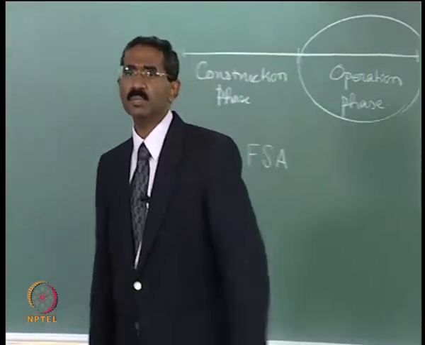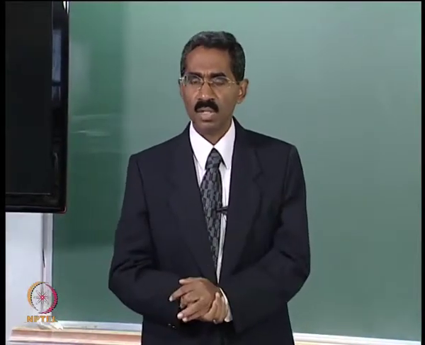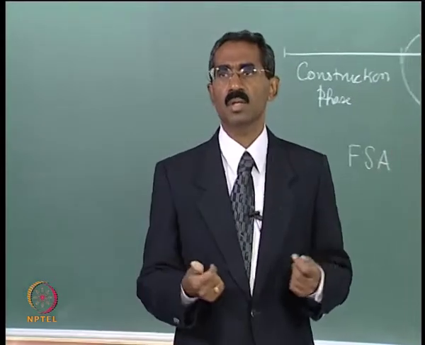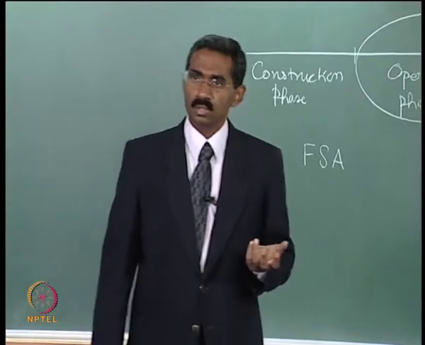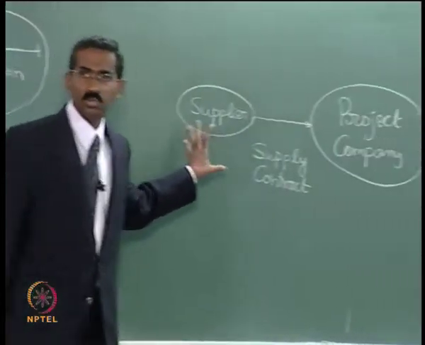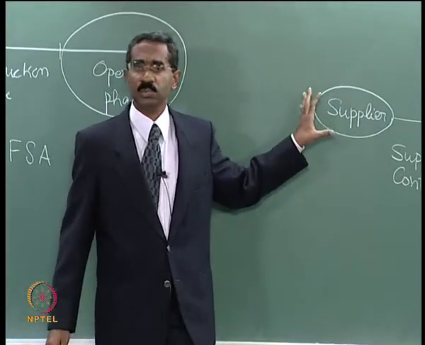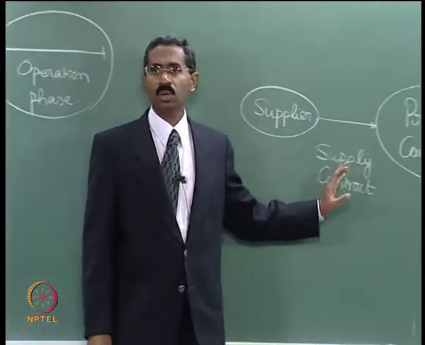There can be termination by the project company as well. When can they actually terminate the contract? They can terminate the contract when the supplier fails to make deliveries as per agreed terms, subject to exemption of course. Whenever there is a force majeure clause, then the input supplier is exempted. Also when there is insolvency of the input supplier, that means if the input supplier is having some problems with the creditors and is unable to make their payment on time, the supplier is exposed to the threat of bankruptcy, and under the circumstances he will not be in a position to honor the supply contract.